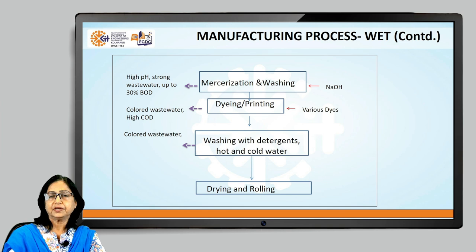final washing. It includes washing with detergent, then hot and cold water, and the purpose of this washing is to remove excess dye. So dyes are applied during dyeing and printing, and then during the final wash, all the excess dye is removed, and then the fabric is subjected to drying, and afterwards it is stored on rolls. So this is the total manufacturing process, the general process. This process may vary from industry to industry with the specific production to which the industry is engaged.